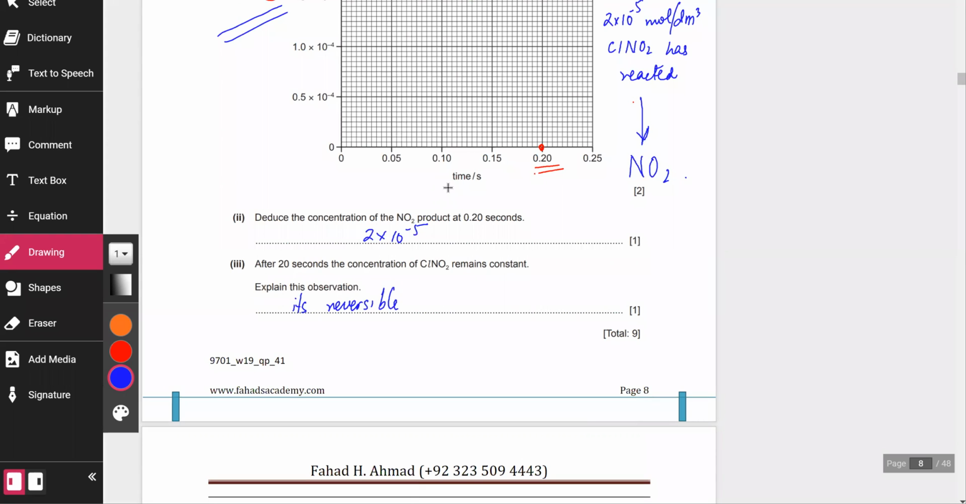Okay, the reaction would still be going on. At the same time, the reactants would be getting produced again. So it's reversible, and reaches equilibrium. Okay.